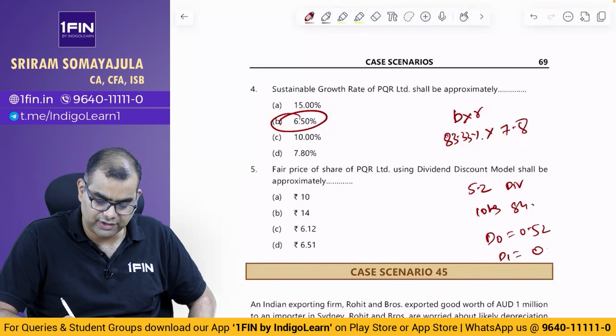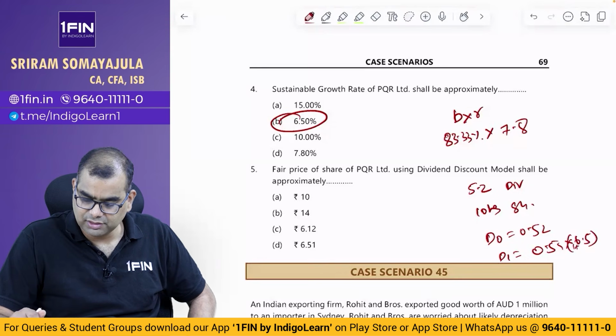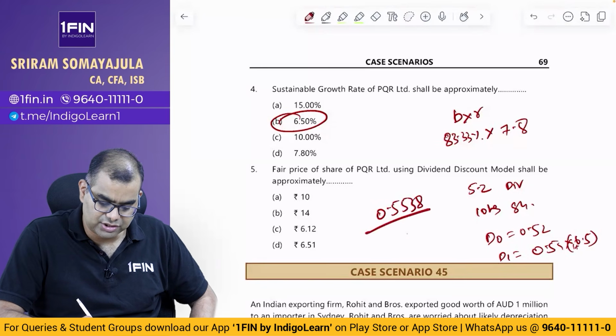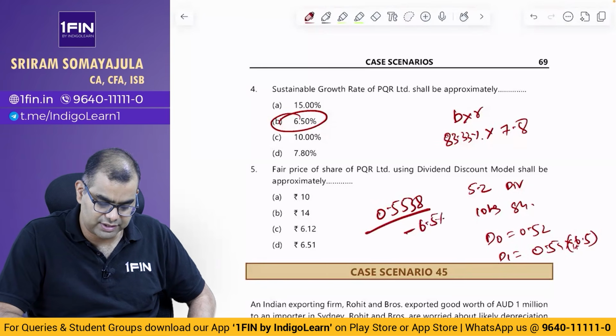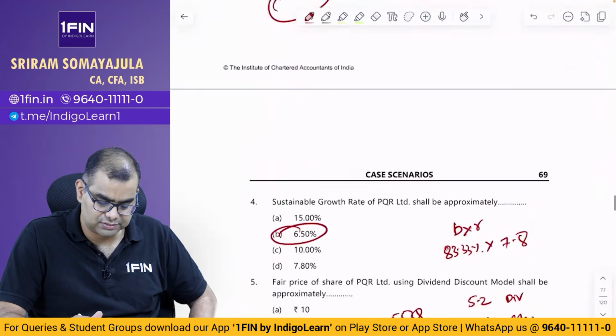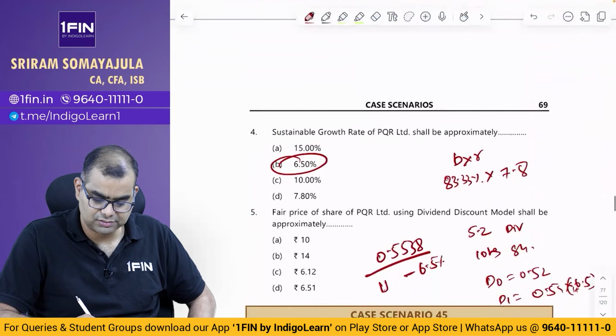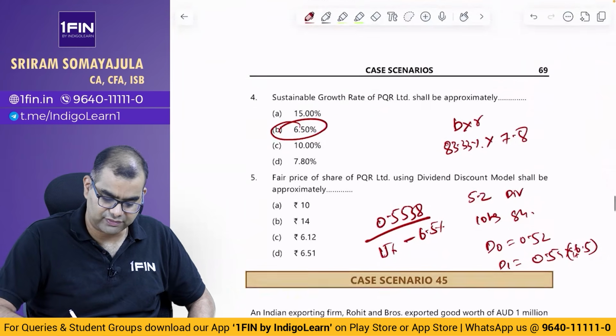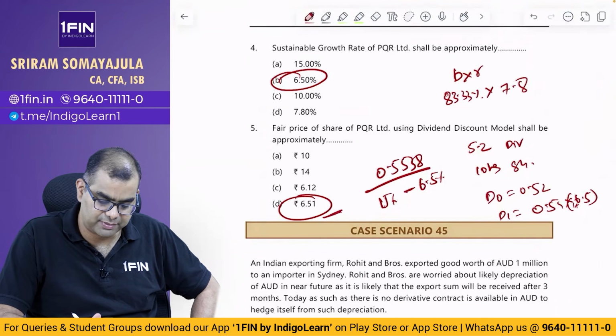D1 is equal to 0.52 into 1 plus 6.5%. Into 1.065, you get 0.5538 by KE minus G. G is 6.5%. Cost of equity is 15%. So 0.5538 divided by 0.085, you get 6.515. So 6.5 is a fair price per share.